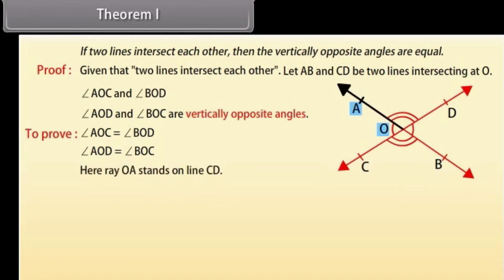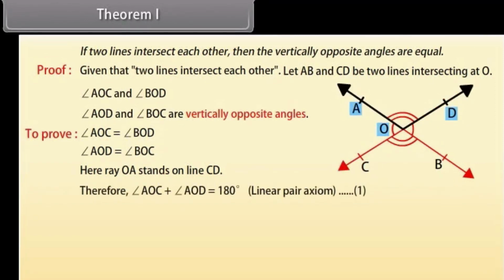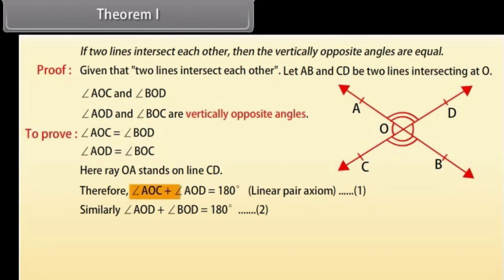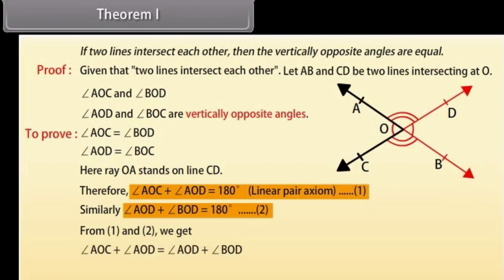Now, ray OA stands on a line CD. Therefore, angle AOC plus angle AOD is 180 degree, by the linear pair axiom. Mark it as 1. Similarly, angle AOD plus angle BOD is equal to 180 degree. Mark it as 2. From 1 and 2 we can write angle AOC plus angle AOD is equal to angle AOD plus angle BOD. This implies that angle AOC is equal to angle BOD. Similarly, it can be proved that angle AOD is equal to angle BOC.